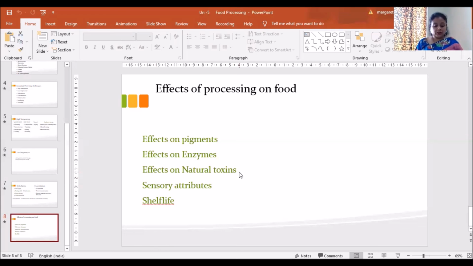Then effects on sensory attributes. Here we talk about the organoleptic properties such as color, texture, flavor, appearance. The last is the shelf life of the product. Shelf life is the most important thing: whatever product you prepare should have a shelf life of a minimum of 6 months to 1 year. If there is no shelf life, the product you prepare cannot be used for a longer time. So with this, we have completed Unit 5 Food Processing.